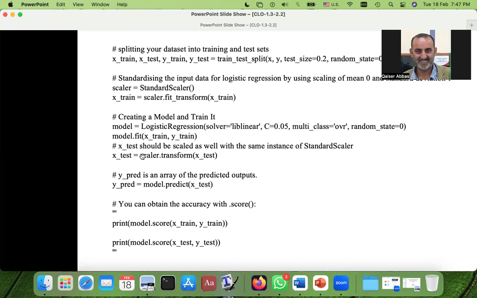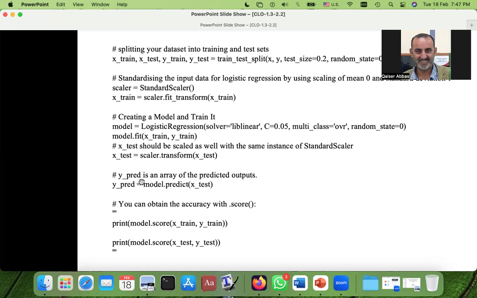Okay, and here the test data that we want, we are also scaling that data by using that same scaler. This is the scaler, the object for that standard scaler. We are using that scaler dot transform X. We are passing the test data. It will also be scaled like your previous data.